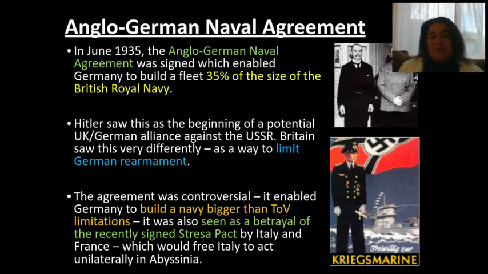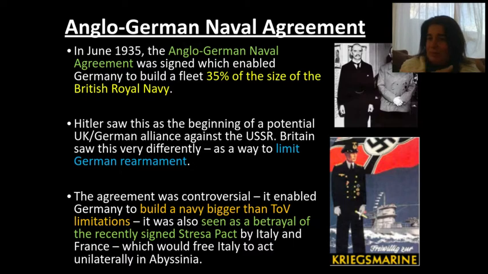Hitler saw this as the beginning of a potential UK-German alliance against the Soviet Union. Britain saw this very differently, as a way to limit German rearmament. These are two clearly different views and interpretations. The agreement was controversial because it enabled Germany to build a navy bigger than the Treaty of Versailles limitation. It was also seen as a betrayal of the recently signed Stresa Pact.